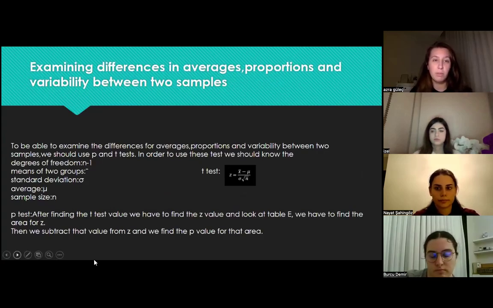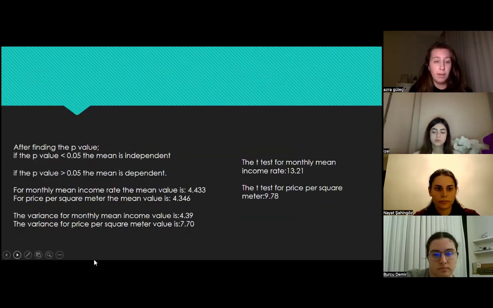Today I'm going to be talking about examining differences in averages, proportions, and variability between two samples. To be able to examine differences for these values between two samples, we should use the Z and T tests. After finding the p-value, if the p-value is less than 0.05, the mean is not independent. If the p-value is greater than 0.05, the mean is independent.